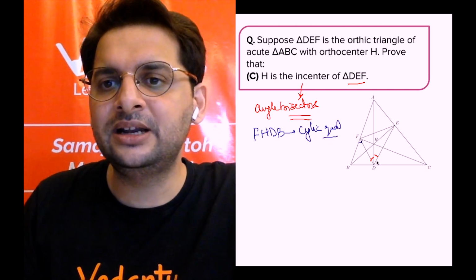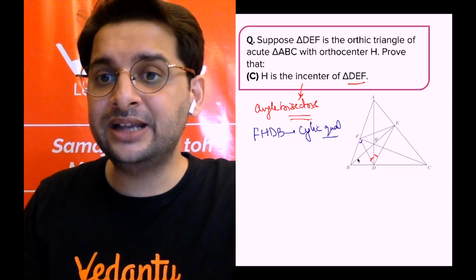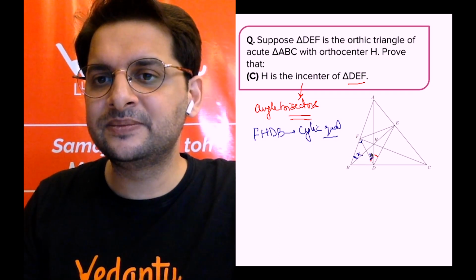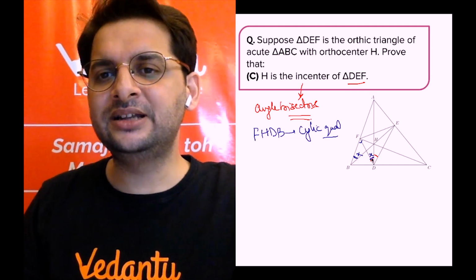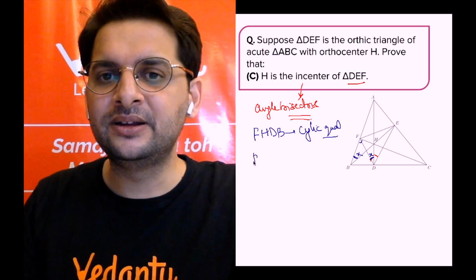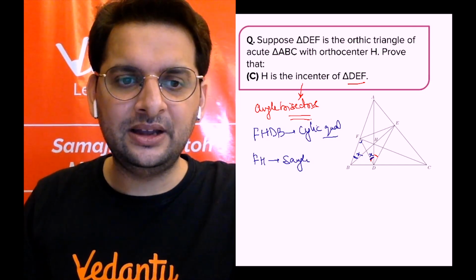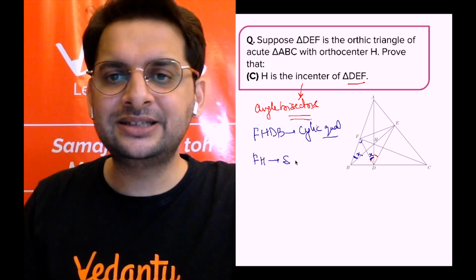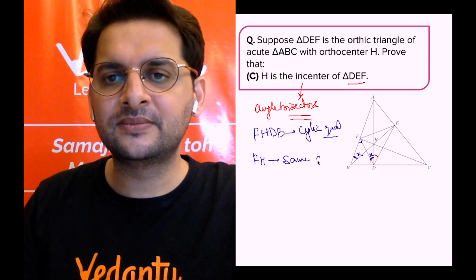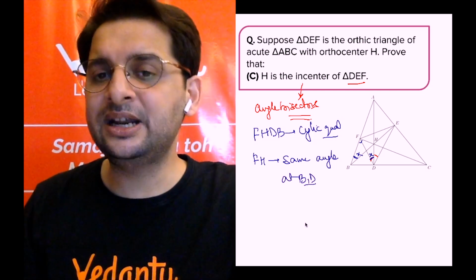Okay, if we remember this angle and this angle are 90, the sum of opposite angles is 180 degrees, so this is a cyclic quadrilateral. Now, can I say if this angle is X, this angle would be X, because FH is subtending the same angle at B and D, because this is a cyclic quadrilateral.